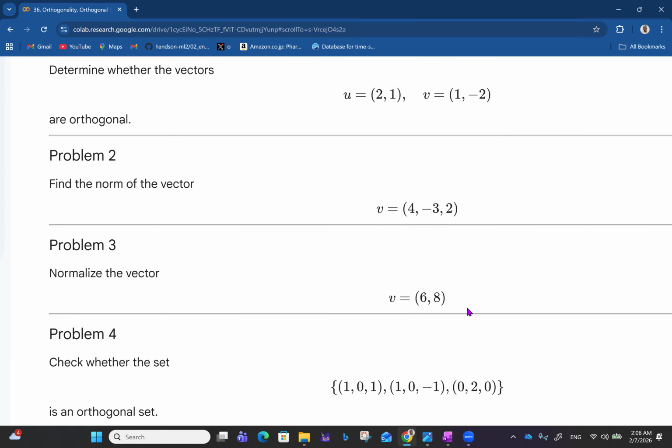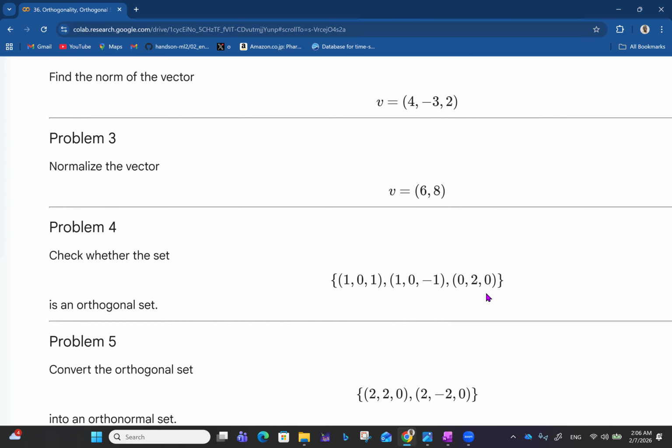So the norm of this thing is going to be square root of 36 plus 64. That's going to be 10. So it means you have 1 over 10 times (6, 8). That's (3 over 5, 4 over 5). That's the normalized vector. Then you have 4.